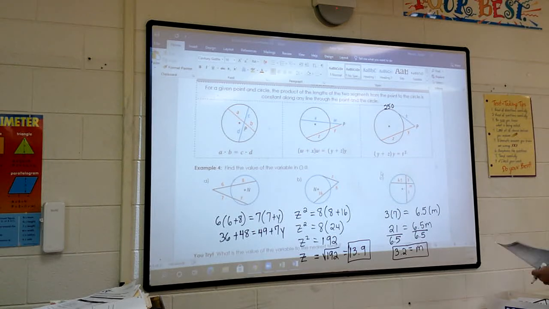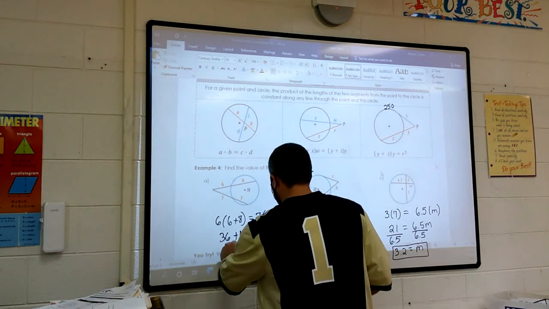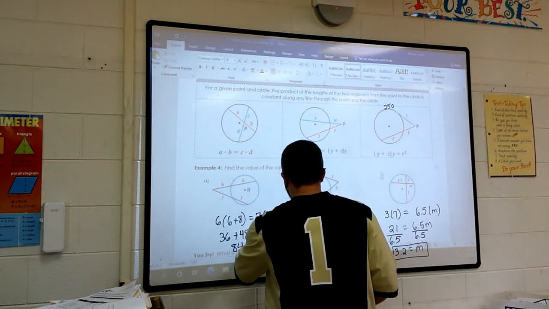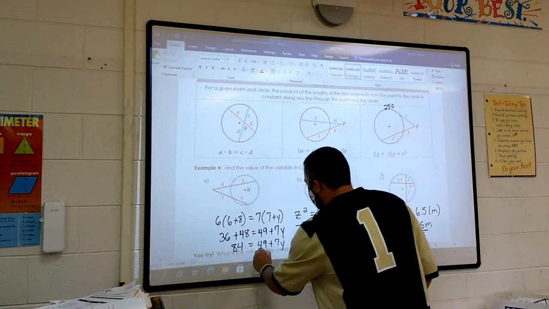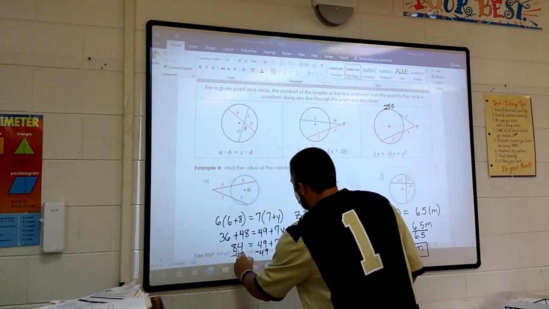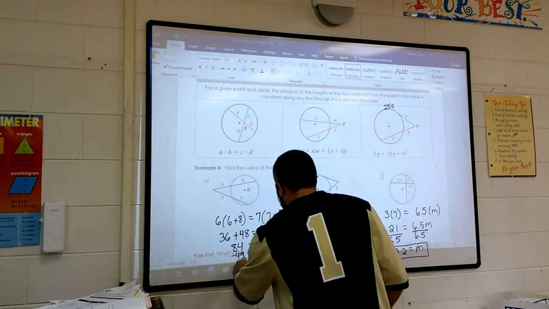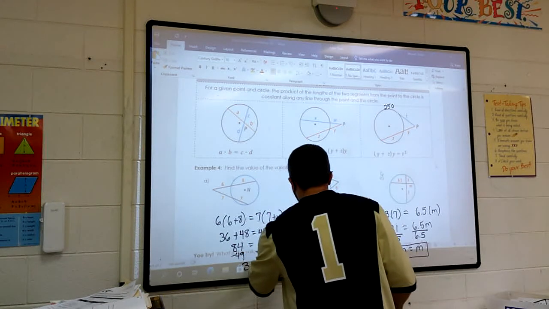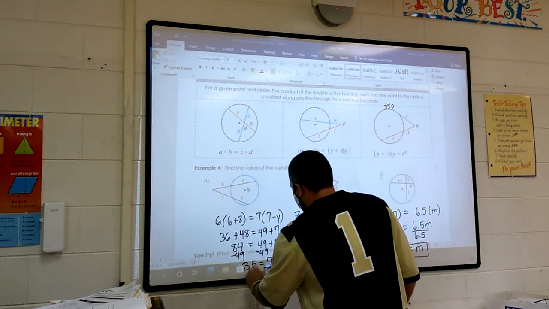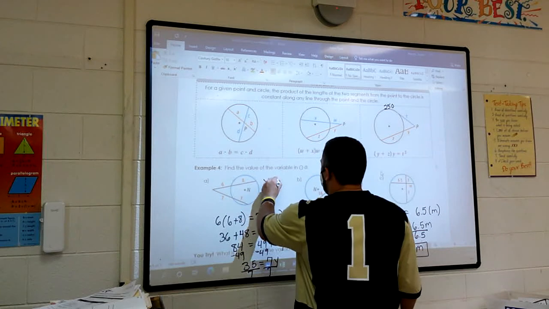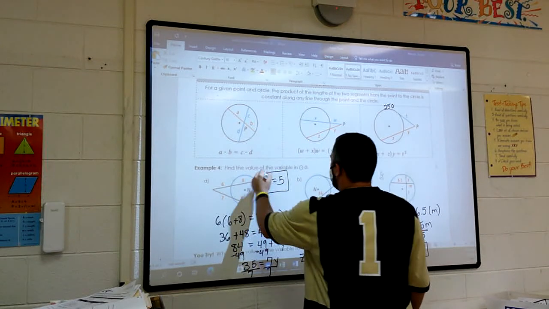So we take 36 plus 48. We're going to add that together on the left side, and we get 84 equals 49 plus 7y. Then we'd like to subtract the 49 over to the other side. And 84 minus 49 is going to give us 35 equals 7y. Almost ran out of room, just had enough. And then lastly, we want to divide by 7. What's 35 divided by 7? 5. So we end up with y equals 5. And that's our final answer.